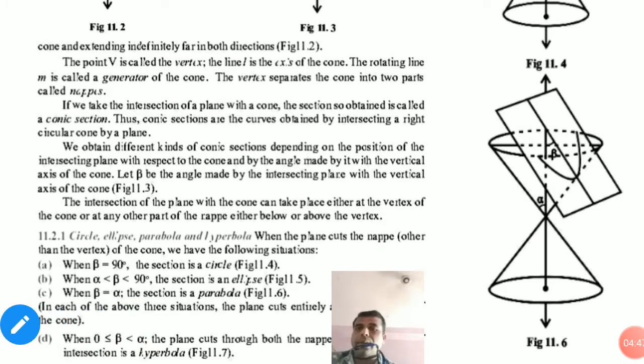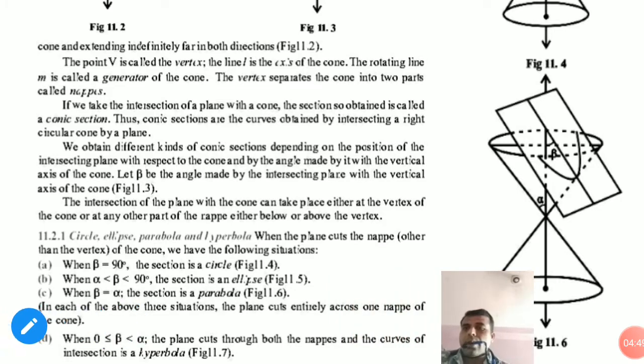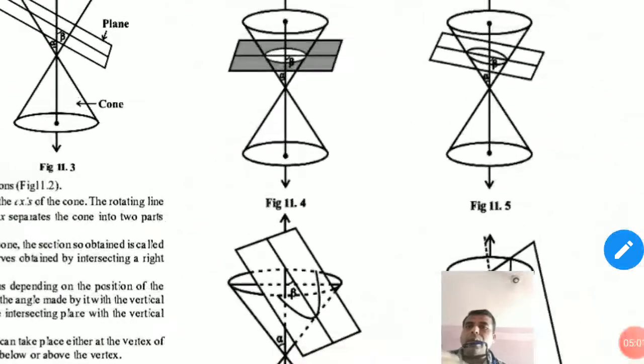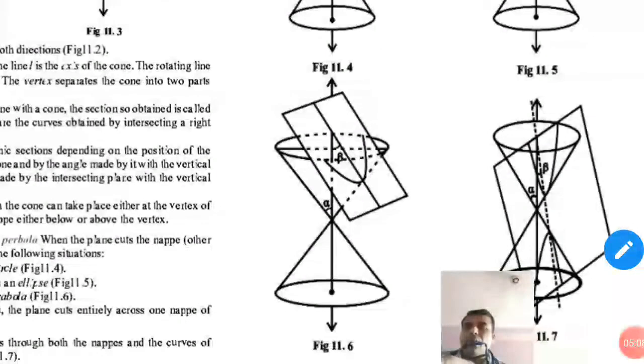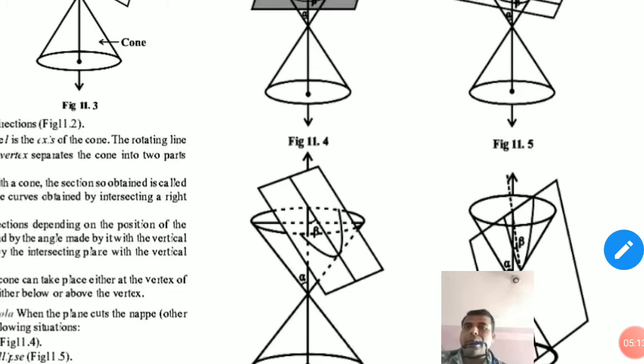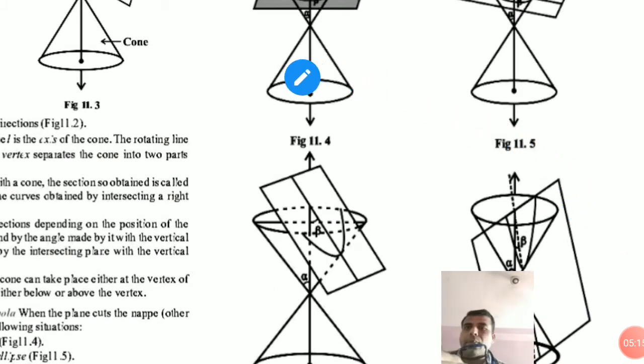Now see that in each of the above three situations, the plane cuts entirely across one nappe of the cone. In all three cases, here the plane cuts the upper nappe, here also the plane cuts the upper nappe, and in the parabola also the plane cuts the upper nappe. So there is no intersection with the lower nappe in these three cases.